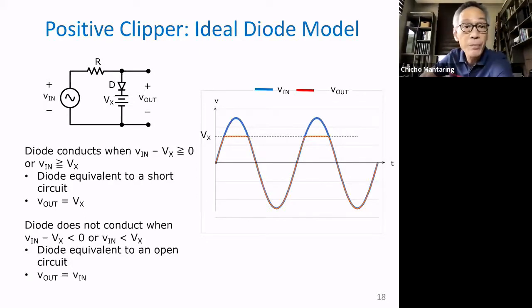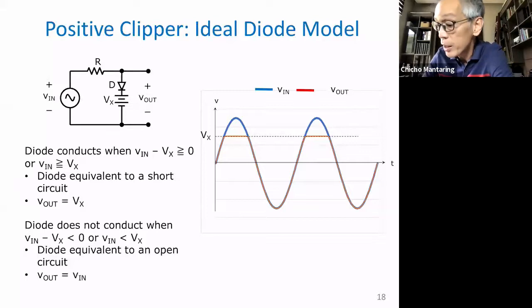We'll take up the clipper. Okay, what is a clipper? Okay, a clipper is a circuit that clips the voltage or makes sure the output voltage does not exceed a particular value. Let's see how that works.